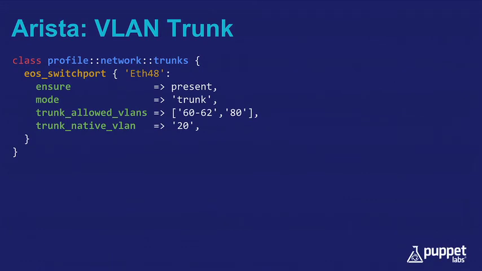So moving on a little bit more network-centric, we're going to show you a few different ways to do VLAN trunks. So here with Arista, we're choosing one of the switch ports, in this case Ethernet 48. We're setting that mode to trunk, and we're actually passing in a range of VLANs that we want to trunk, as well as some static ones.